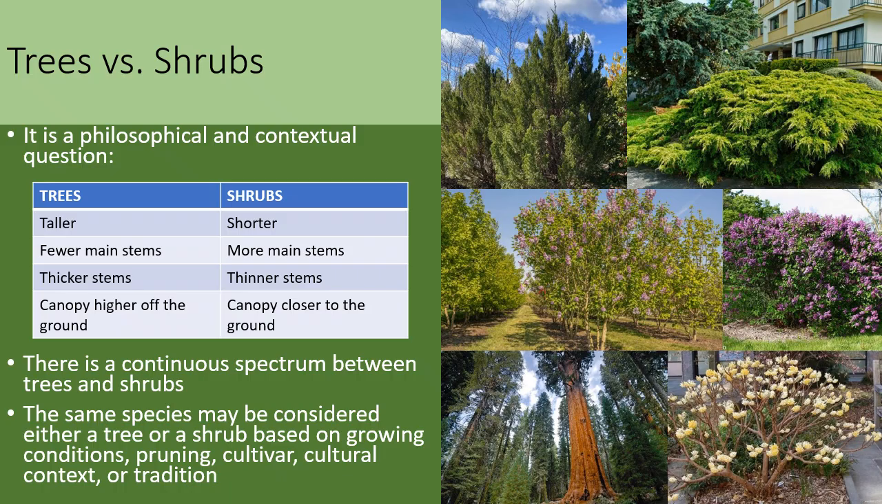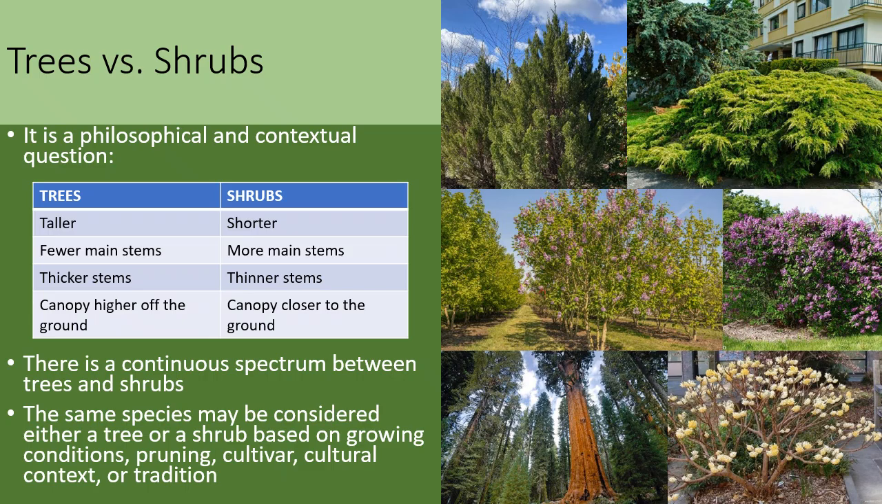And then obviously there are species that we would never call a shrub. So for example, like a giant sequoia, definitely a tree, right? Or like this Edgeworthia in the bottom right-hand corner, it's definitely a shrub. It's never going to get tall enough for us to consider that a tree. But I want you to be kind of aware that trees and shrubs kind of aren't real.